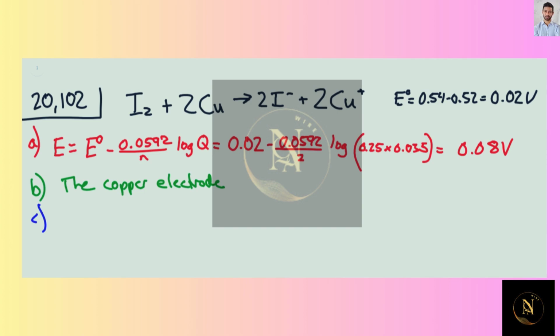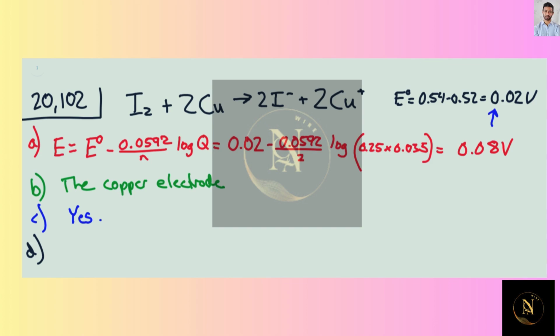In part C, they ask us, is the answer to part B the same as it would be if the cell were operated under standard conditions? And since we already calculated the value under standard conditions, which we saw here, then yes, that is true.